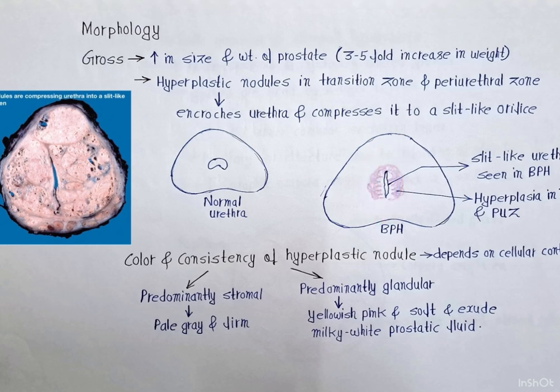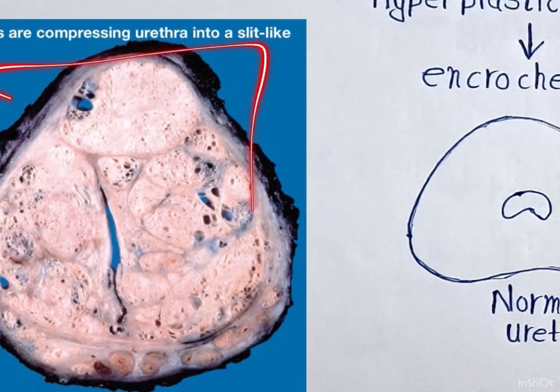Apart from that, the color and the consistency of a hyperplastic nodule depend upon the cellular content of the nodule. For example, if the nodule is predominantly stromal, it will appear pale grey and firm, while if it is predominantly glandular, the nodule will appear yellowish pink and soft, and there will be exudation of milky white prostatic fluid. So you can see in this diagram, this is a cut section of a prostate in case of BPH. Here the urethral orifice is showing a slit-like appearance, and it is due to the compression by the hyperplastic nodules in the transition zone and the periurethral zone.